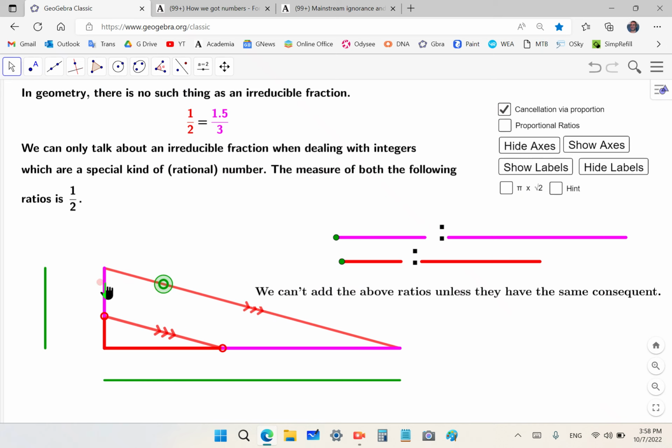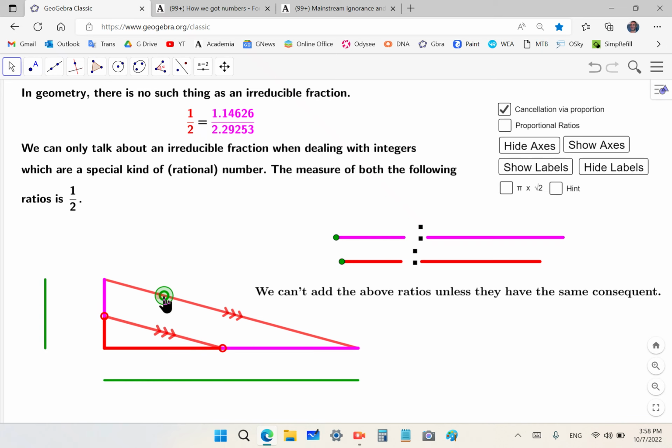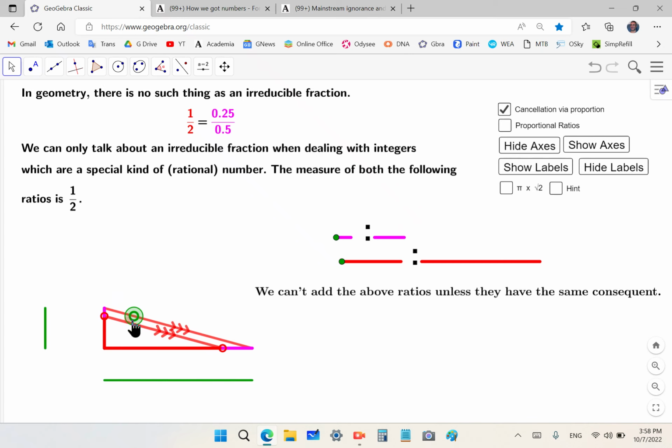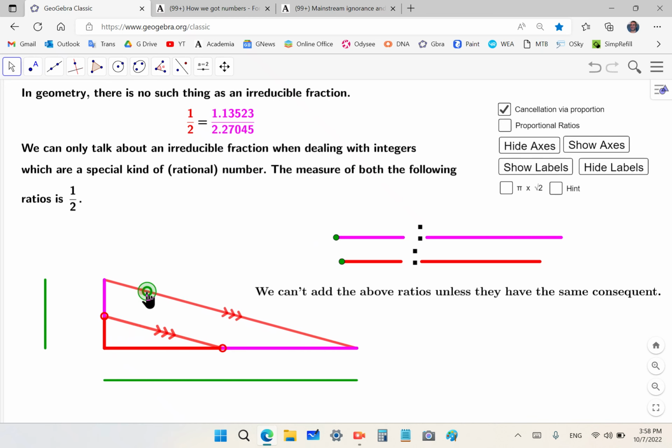So we can understand cancellation by simply reducing the sides by the appropriate measure, or the appropriate line segment, which are these magenta lines. And now in geometry, there is no such thing as an irreducible fraction. You can just keep going with innumerably many parallel lines, and as long as you don't touch this particular vertex here, you'll always have a proportional fraction. Does that make sense?